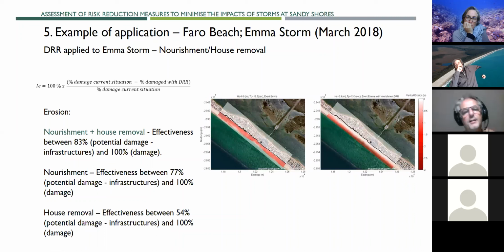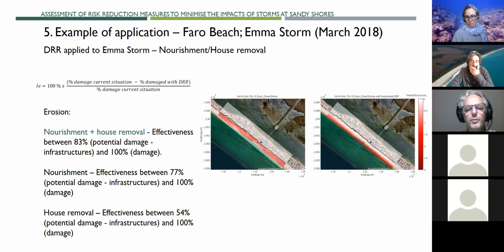For the erosion, it's not exactly the same, but if we had just house removal, it would be 100% effective for damage, but only 54% effective for potential damage at infrastructures. The nourishment would be 100% effective for damage and 77% for potential damage, and the joint use of nourishment and house removal would be 100% for damage and 83% effective for potential damage. So we see that for what we call damage of infrastructures, any of the measures would be effective.